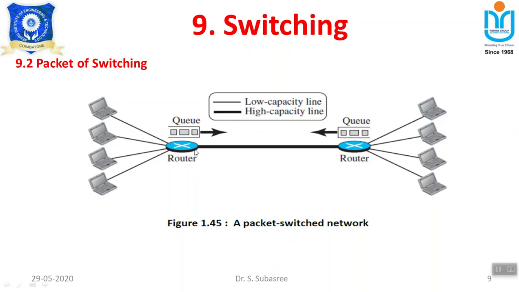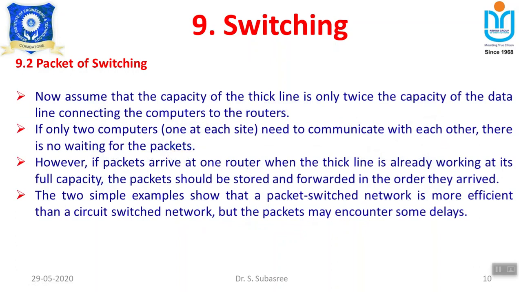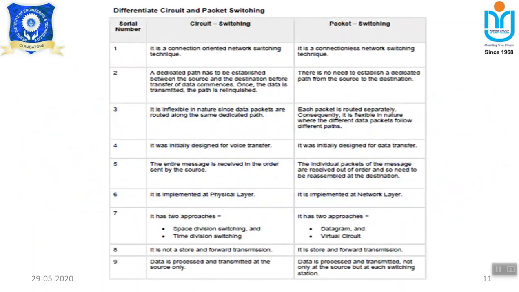So dropping is more dangerous than delaying. We can delay the data traveling from one system to another, but with dropping we have to send the data once again, more number of times. So that is the disadvantage of circuit switching compared to a packet switching network. A little bit of delay may be there, but it will transfer the data from source to destination even though it is at full capacity. So these are the two advantages of packet switching compared to a circuit switching network. These are the simple comparisons between circuit and packet switching.